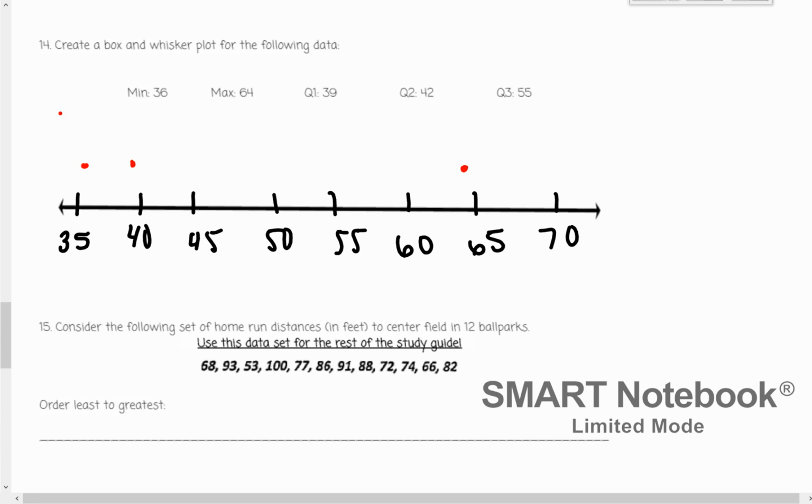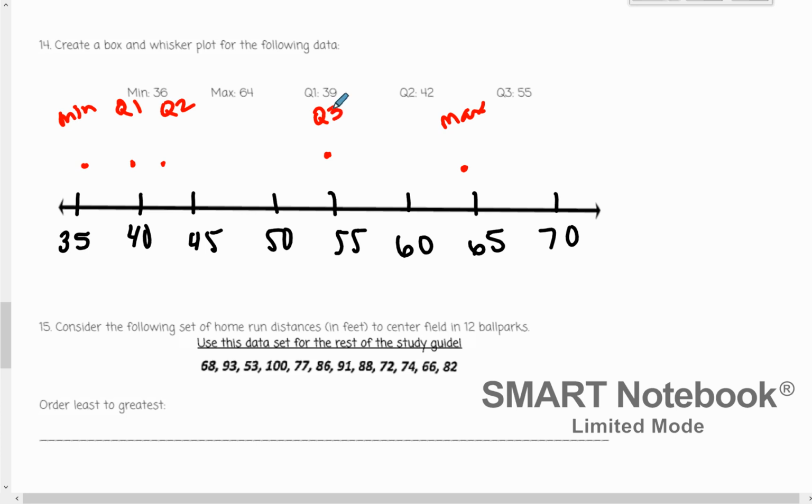So this is my min, Q1, just so I don't forget, max. And then I have my Q2 is at 42. That's right around here. That's my median. And then I have my Q3 is 55, right around here.